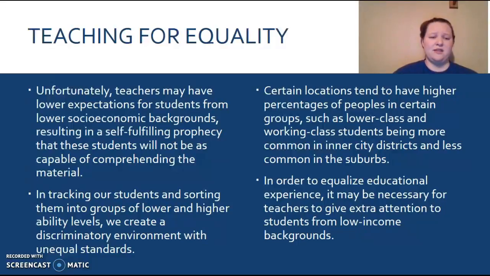In tracking our students and sorting them into groups of lower and higher ability levels, we also create a discriminatory environment with unequal standards. Additionally, certain locations tend to have higher percentages of pupils in certain groups, such as lower class and working class students being more common in inner city districts and less common in the suburbs.